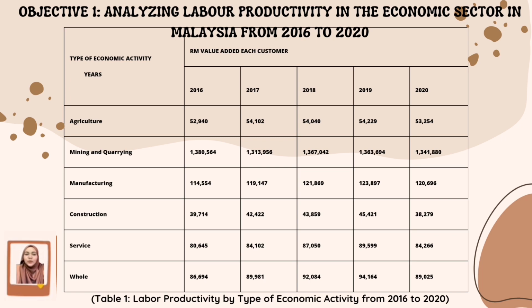Finally, in 2020, the total added value for each labourer in the manufacturing sector shows a decrease to RM120,696. The decline in the manufacturing sector followed the implementation of the full movement restriction due to the increase in cases of COVID-19, which impacted production and export orders.